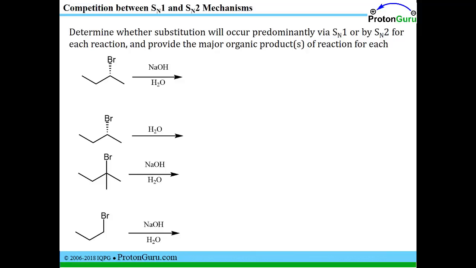Our first problem is a set of reactions, and we are asked to, first of all, predict whether the SN1 or SN2 reaction mechanism will predominate, and then to predict which products we'll get from each reaction. It might be helpful first to list a couple things we know about the SN1 and SN2 reactions to guide us in deciding which one will predominate.